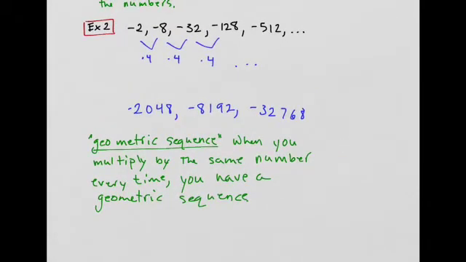That number is called the common ratio. We'll get to that later on when we talk more about geometric sequences. But the common ratio in this case would be 4 because everything's getting multiplied by 4 to get to the next term.